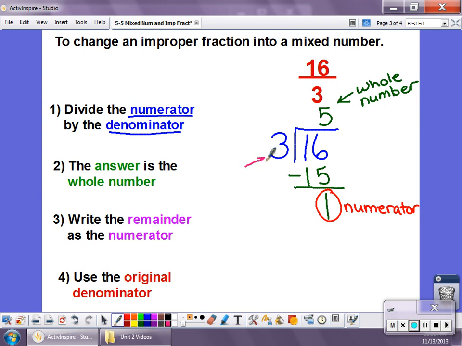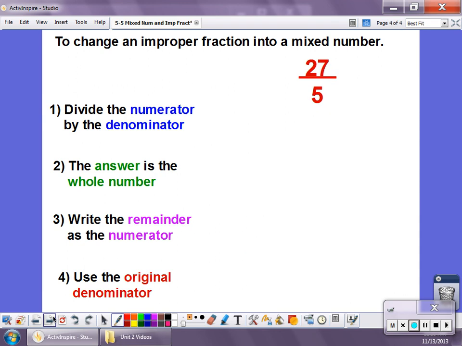So this 3, my original denominator, stays my denominator. So the way I write this as a mixed number, I take my whole number, which was 5. I take my new numerator right here, which is a 1, and I keep my same denominator, which is a 3. So 5 1/3 is the same as 16/3.